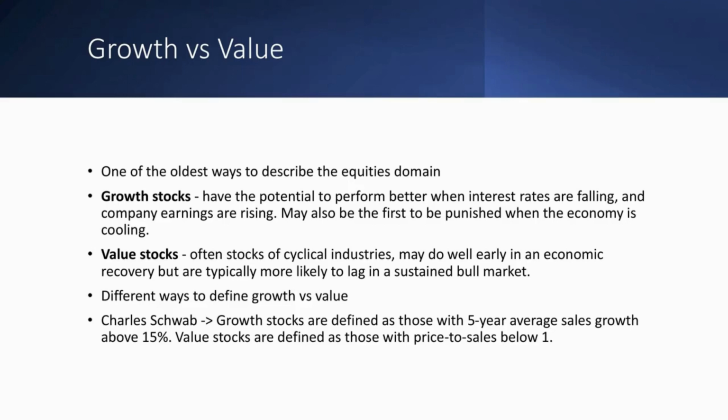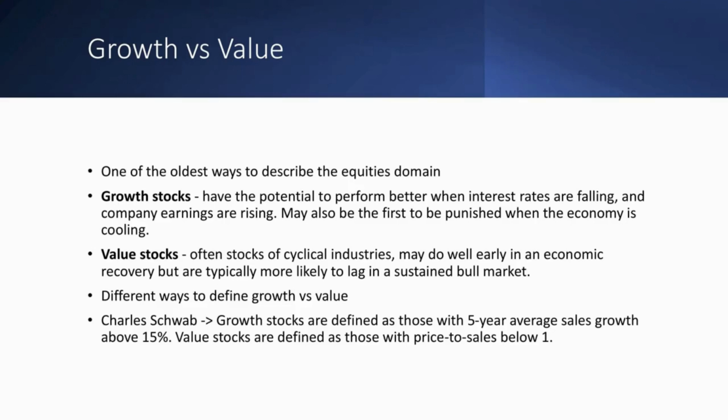and traditionally it's been thought of that growth stocks have the potential to perform better when interest rates are falling and company earnings are rising, also what they refer to as momentum. But they may be the first to be punished when the economy is cooling. And certainly you see that in today's bear market, how bad tech stocks have been taking a drubbing. And value stocks, these are often found in cyclical industries, and they may do well early in an economic recovery, but then they'll lag in a sustained bull market.